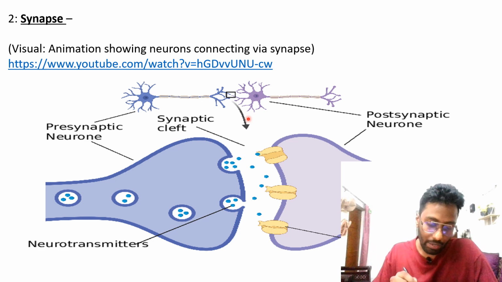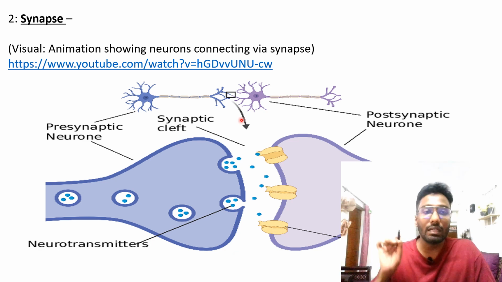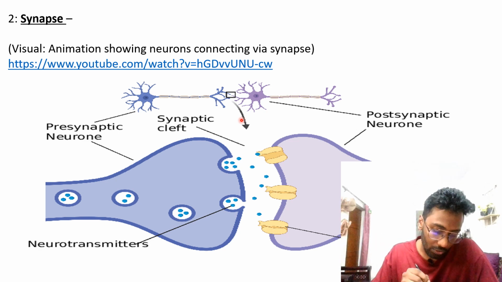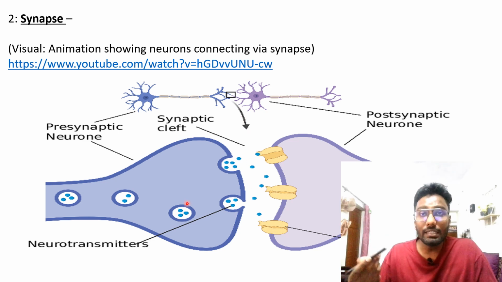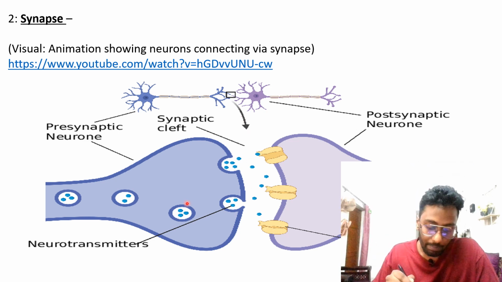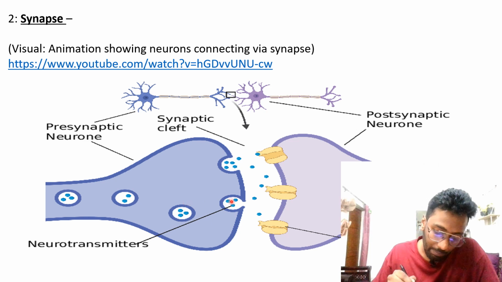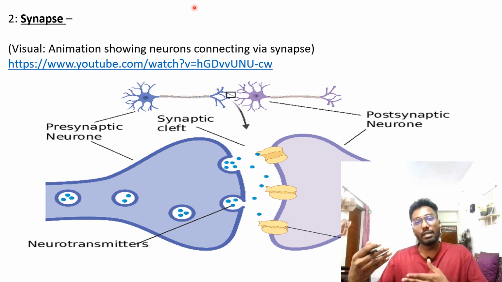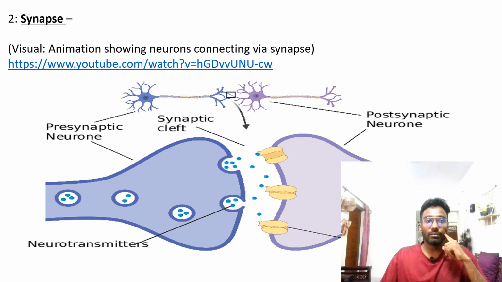In this you can see there is a small gap between the two neurons. This is where the communication occurs. This is the synapse. When the electrical signals reach the end of the neuron, chemicals called neurotransmitters are released into this gap, and then communication occurs, sending the messages to the next neuron.